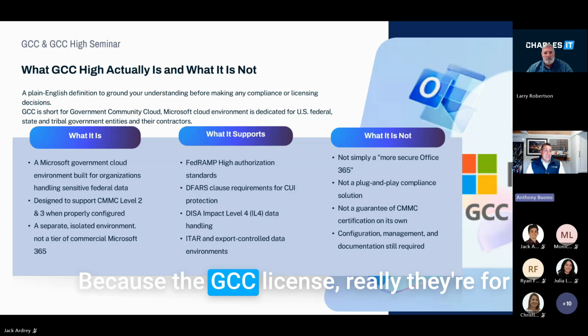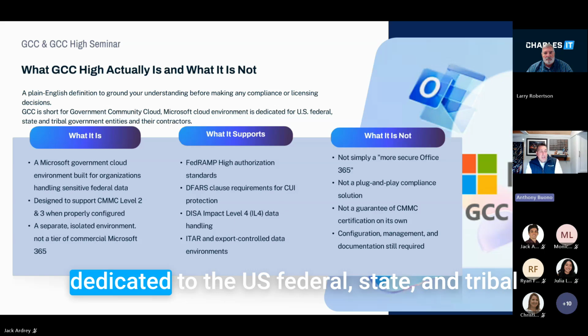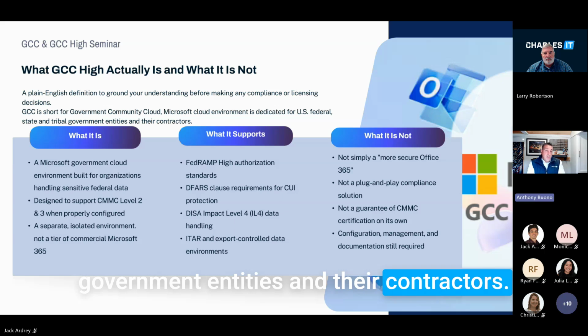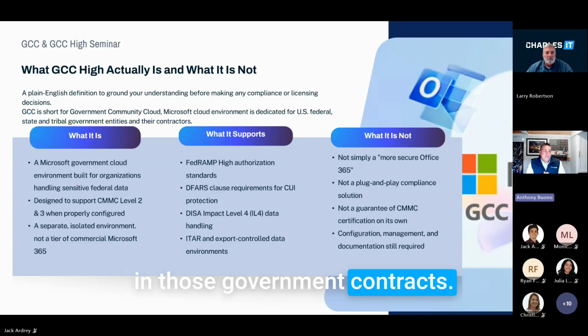Because the GCC license is really for the government community cloud. And that's dedicated to US federal, state, and tribal government entities and their contractors. Looking at the contract mechanism here, that's where you're seeing it in those government contracts.